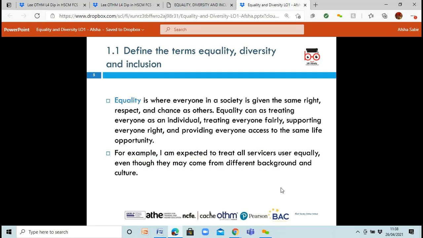So equality is just to make sure that you're giving everyone the same right and respect as others. So you're not treating younger people better and older people worse. You're treating everybody fairly. You're treating them as individuals and you're giving them support. Within healthcare especially, you're expected to make sure that you treat all of your service users equally. So it doesn't matter if they've got a different cultural issue. They might want a female employee looking after them rather than a male employee. But it doesn't matter. You need to be there to make sure that you're actually respecting their rights and giving them what they want.